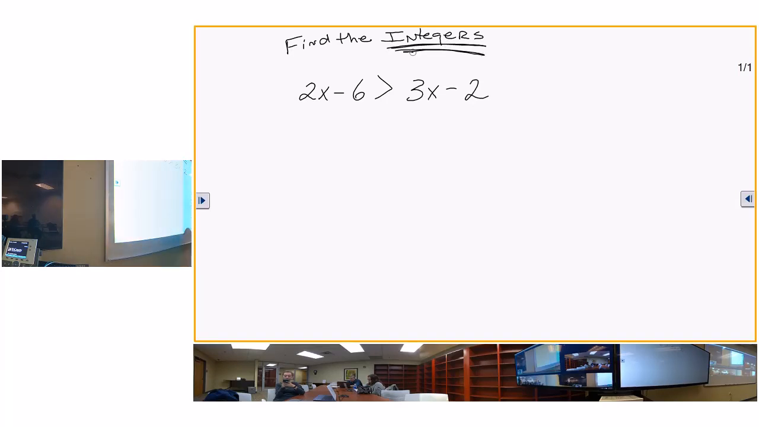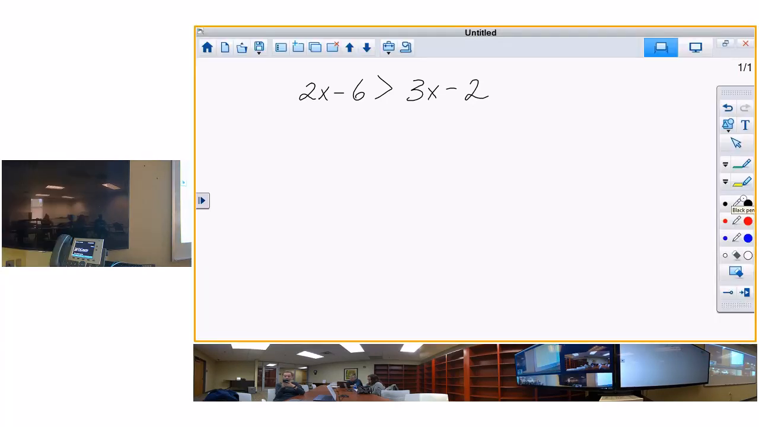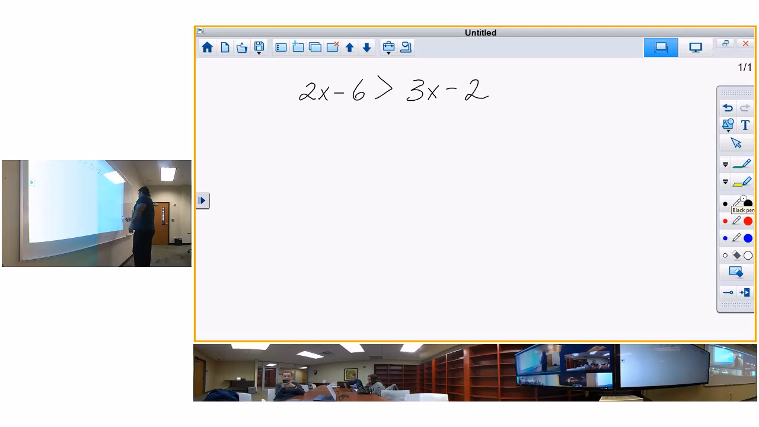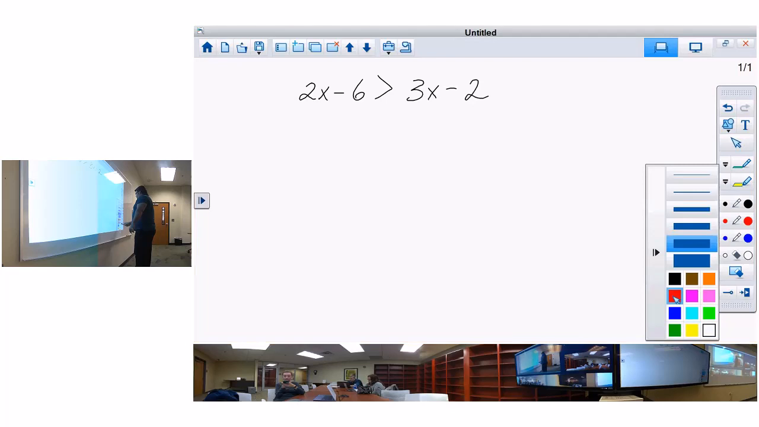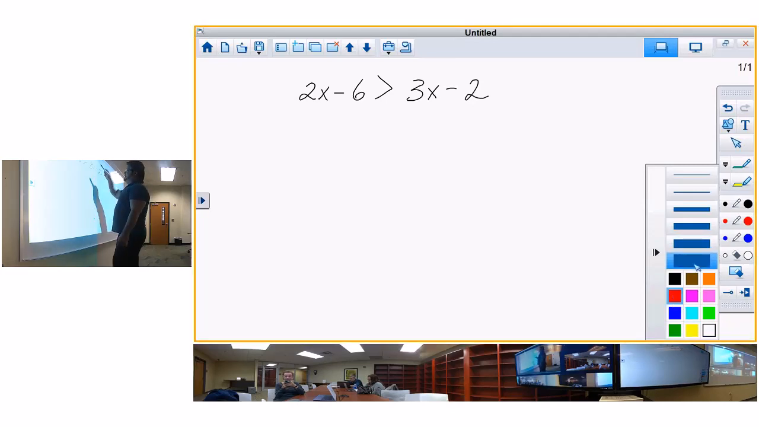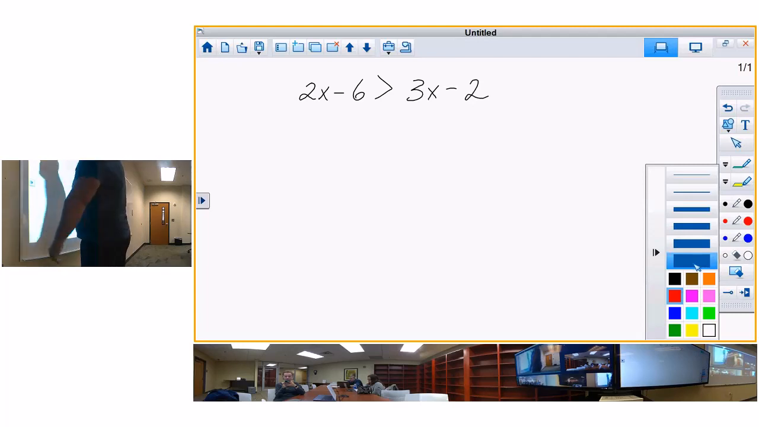What is integers? Not real numbers. Real numbers include fractions and decimals. So we're going to highlight this in red. And I never highlight anything in red unless it's important.